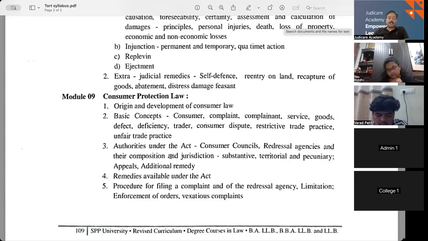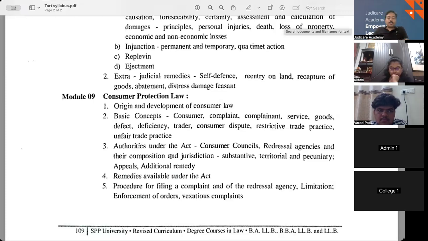You're not allowed to sell that kind of products, or you are not supposed to practice such kind of things while doing your business, then it is a restrictive trade practice. Okay. If I go back and do an unfair trade practice, then that is something which is also impacting me.